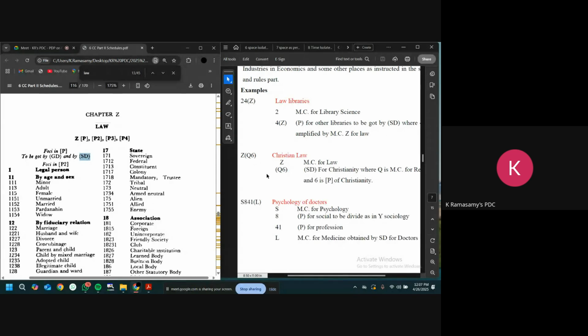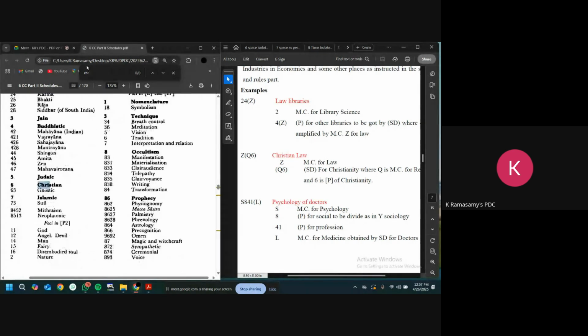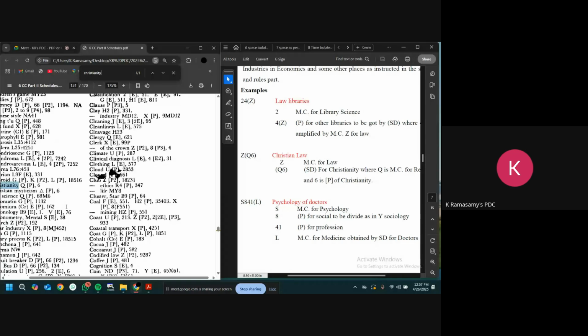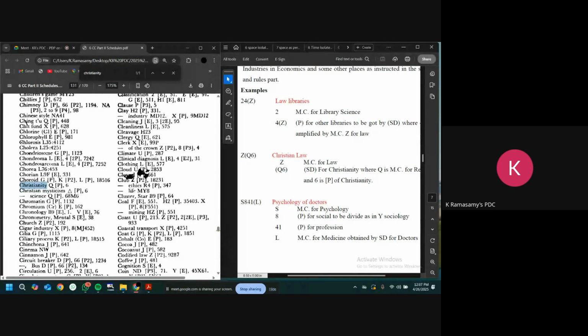For example, I'm going to construct Z is law. What is the number for Christianity? I don't know what is the number for Christianity. So I just type here Christianity. So what's the number for Christianity? You can see here the index is Q6.